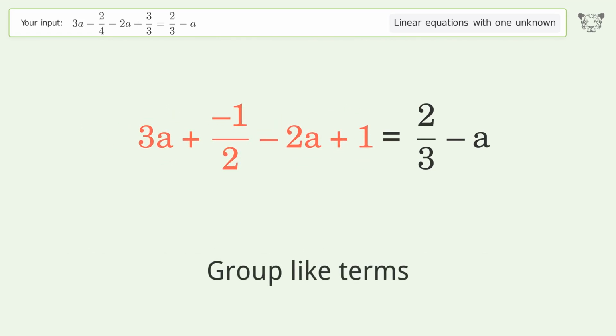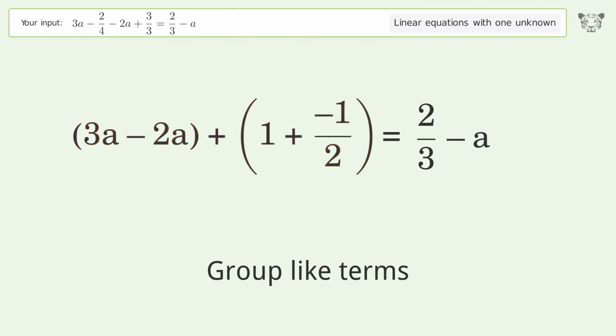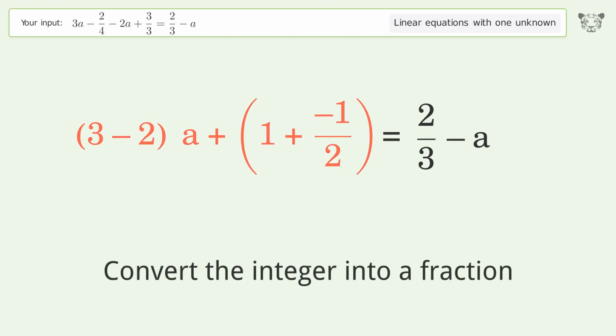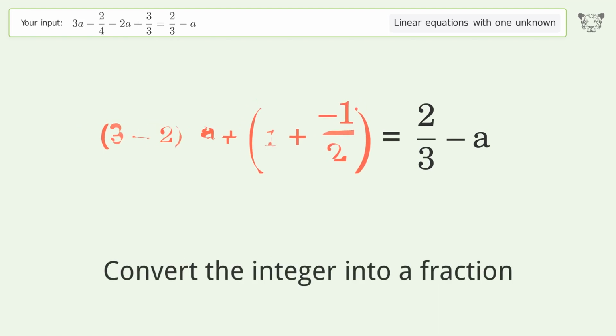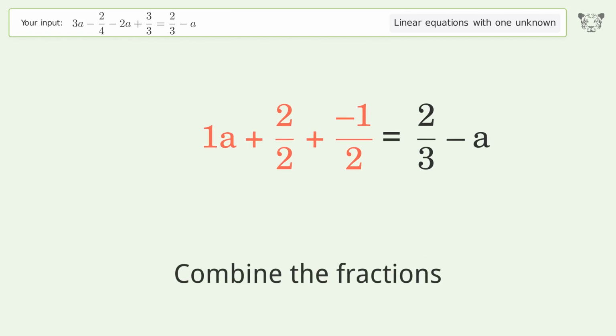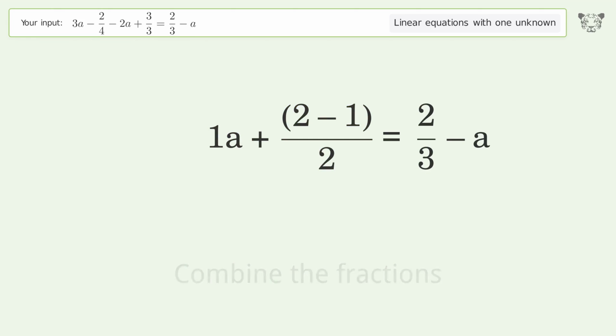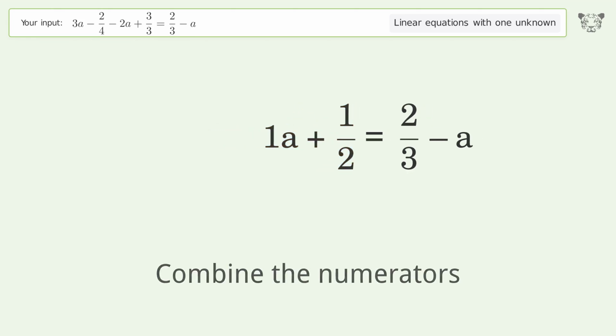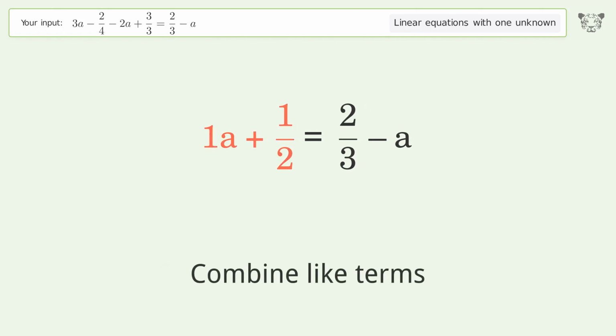Group like terms. Group the coefficients. Convert the integer into a fraction. Combine the fractions. Combine the numerators. Combine like terms.